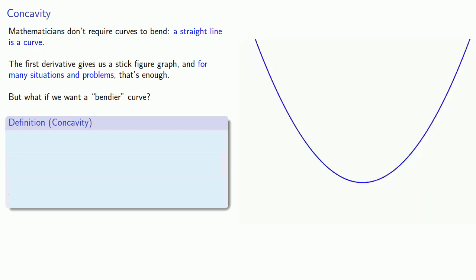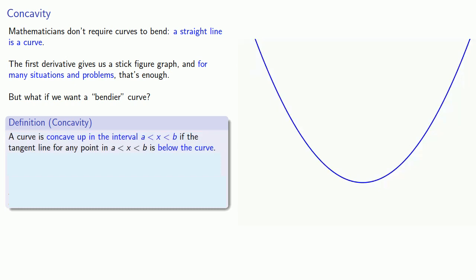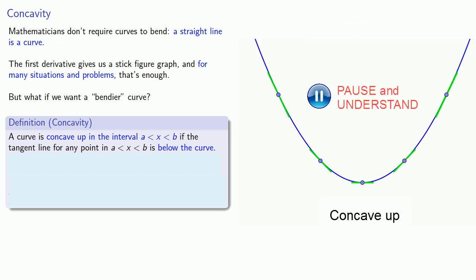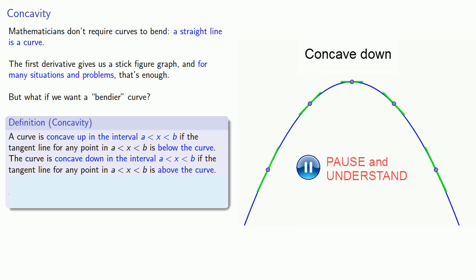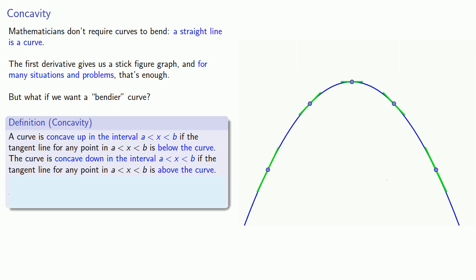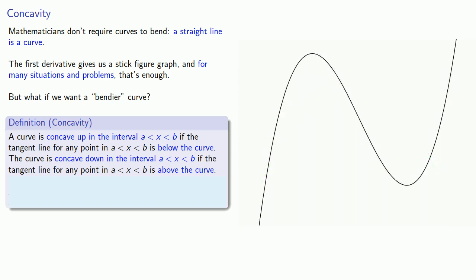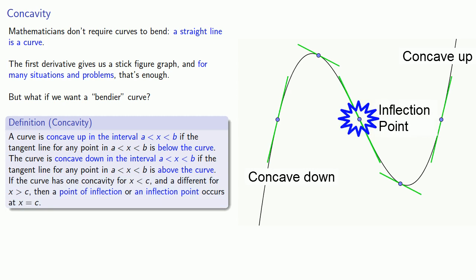If I have a curve, that curve is concave up in some interval if the tangent line for any point in the interval is going to be below the curve. Alternatively, the curve is concave down in the interval if the tangent line for any point is above the curve. And finally, it's possible for the curve to change from one concavity to another. If our curve has one concavity for some interval leading up to a point, and a different concavity after that point, then the point itself is a point of inflection, or an inflection point.